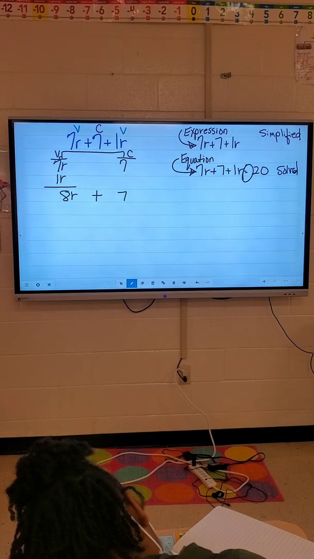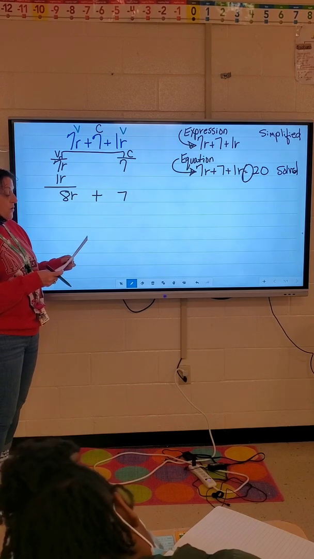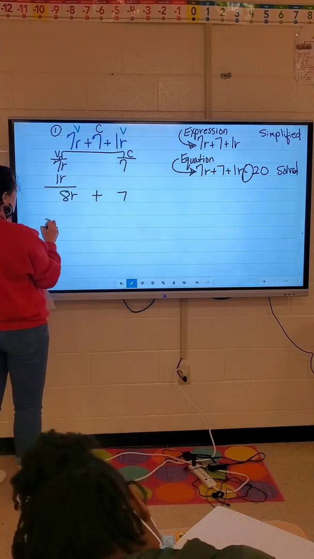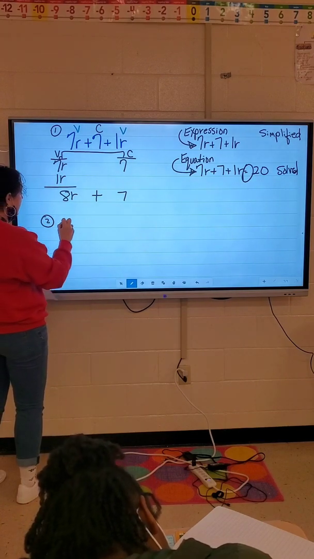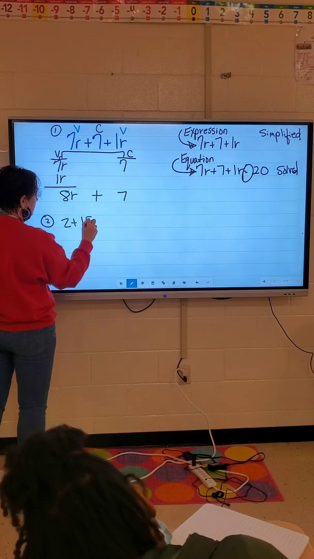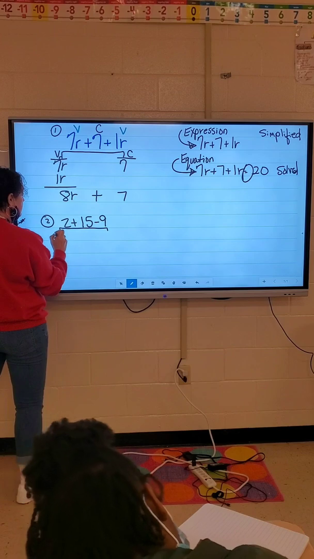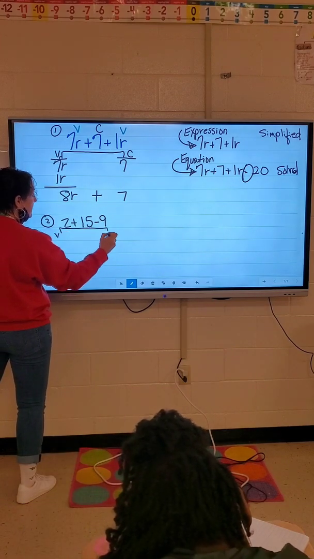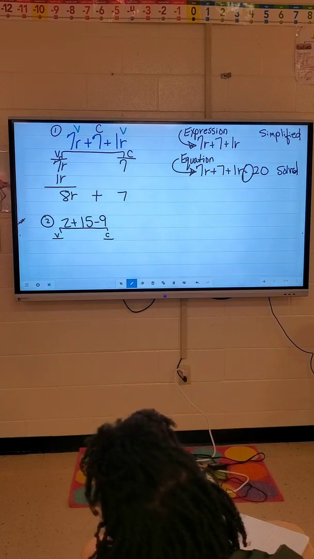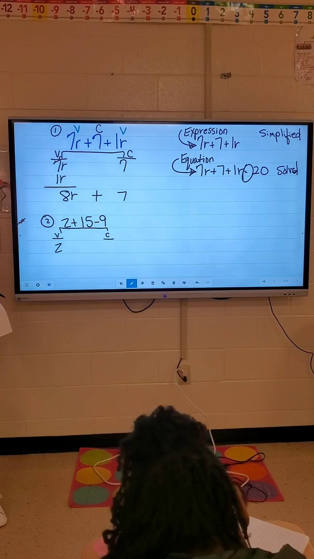So let's look at, let's see. Let's go ahead and look at number 2. This was number 1. Let's look at number 2. Z plus 15 minus 9. Okay? I'm going to sort this into variables and constants. What's my variable term right there? Z.